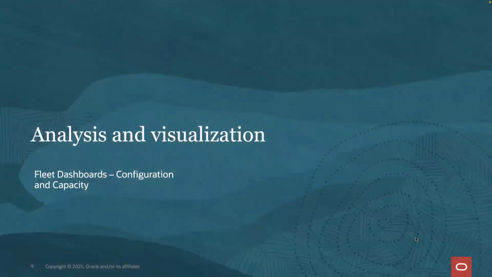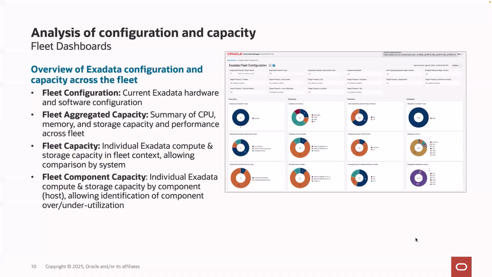The dashboards that we talked about last week, we currently have 4 different dashboards. It's fleet configuration, where you have all the details about your Exadata configuration. The overview shows which type of Exadatas you have, the hardware, which generation of Exadata, and then which software. So here it's easy to identify everything about your Exadata environment.